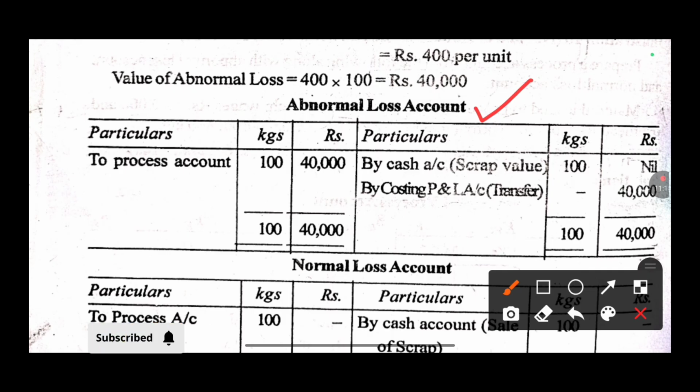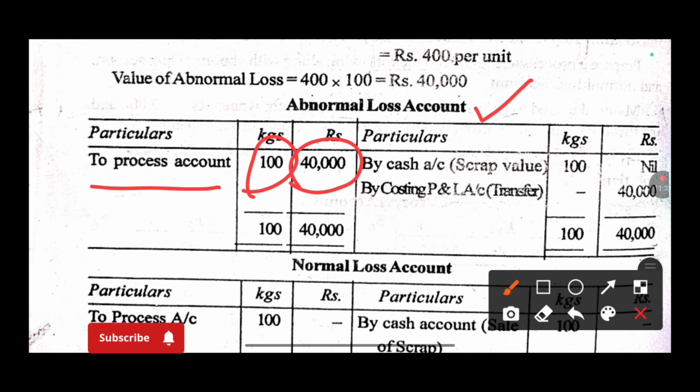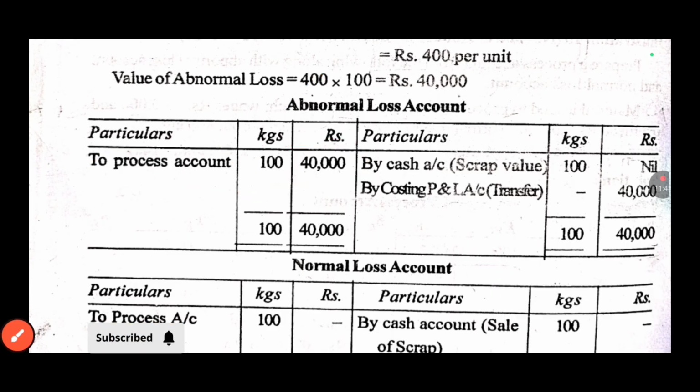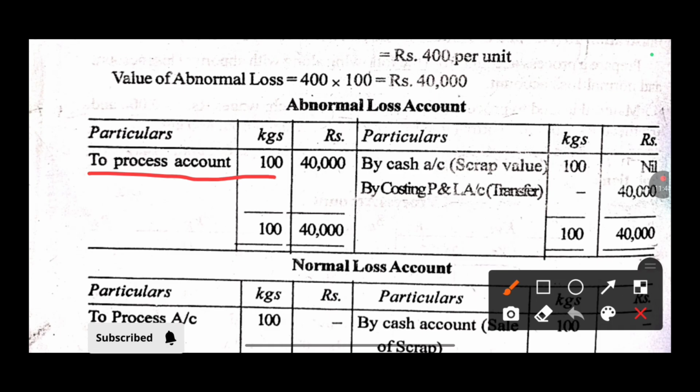Because the abnormal loss, 100 kilos and 40,000 rupees, is to be taken from which account? Process account. On which side? Creditor side. We transfer from the creditor side, so enter on the debtor side of the abnormal loss account. So you are going to write 'to process account', because these values are transferred from the process account, 100 kilos and 40,000 rupees of abnormal loss.